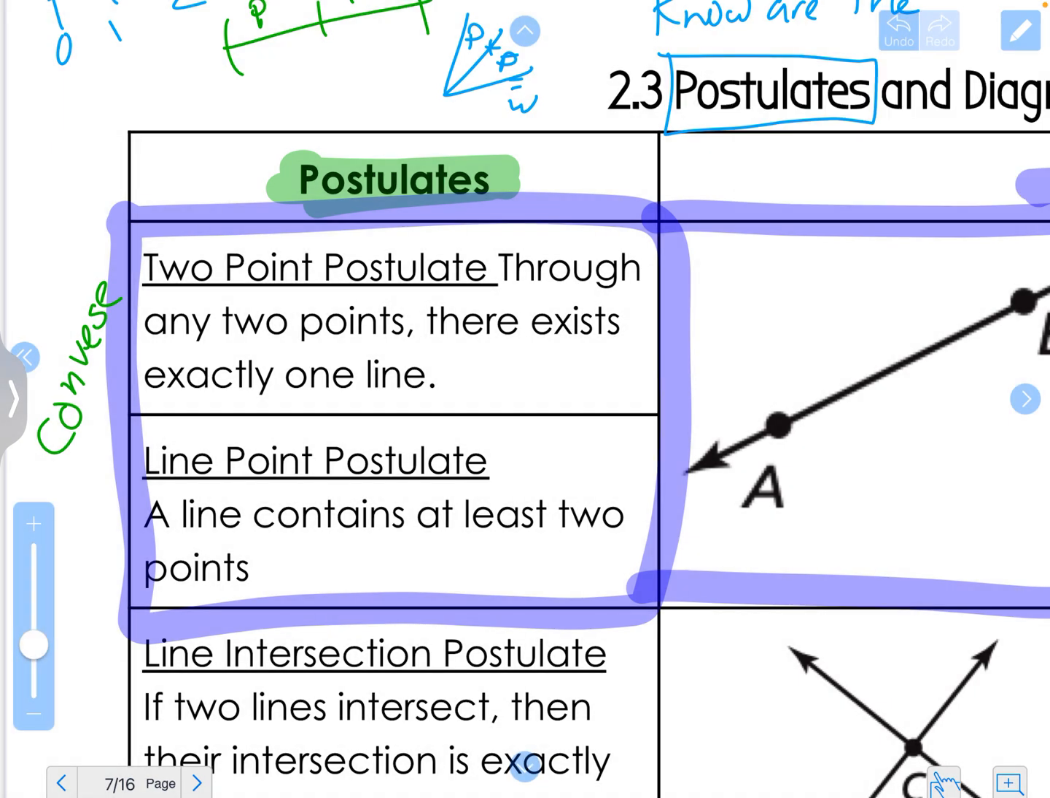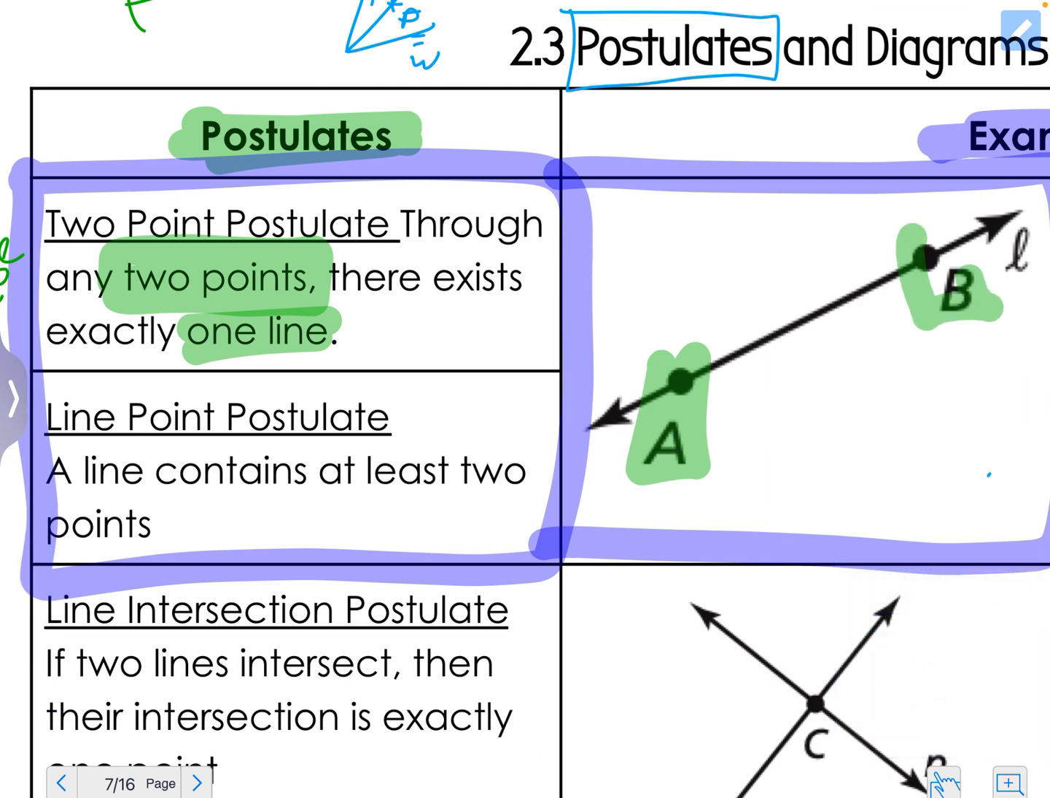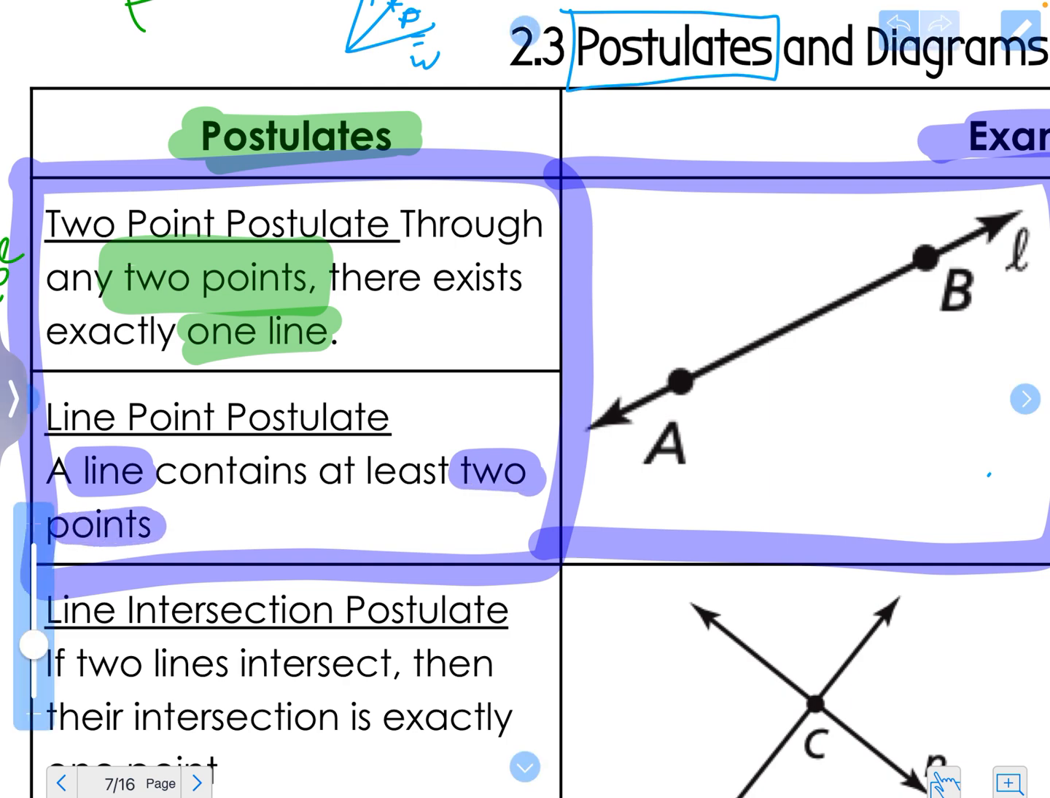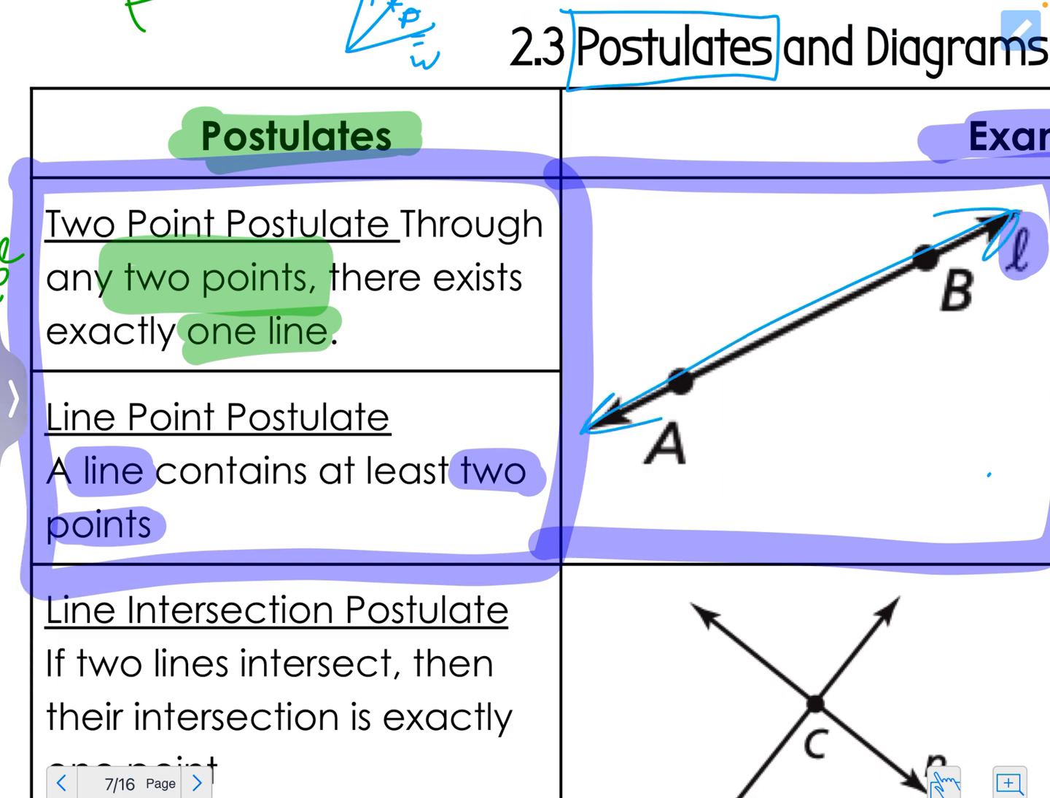So our 2-point postulate says if we have 2 points, then we have a line. So we have point A and we have point B. And so because we have 2 points, we are able to draw line L through those 2 points. Now, the converse, or the one in the opposite order, is our line-point postulate. A line has 2 points. So because we have line L and we've drawn out a line, we know that line has to contain 2 points.